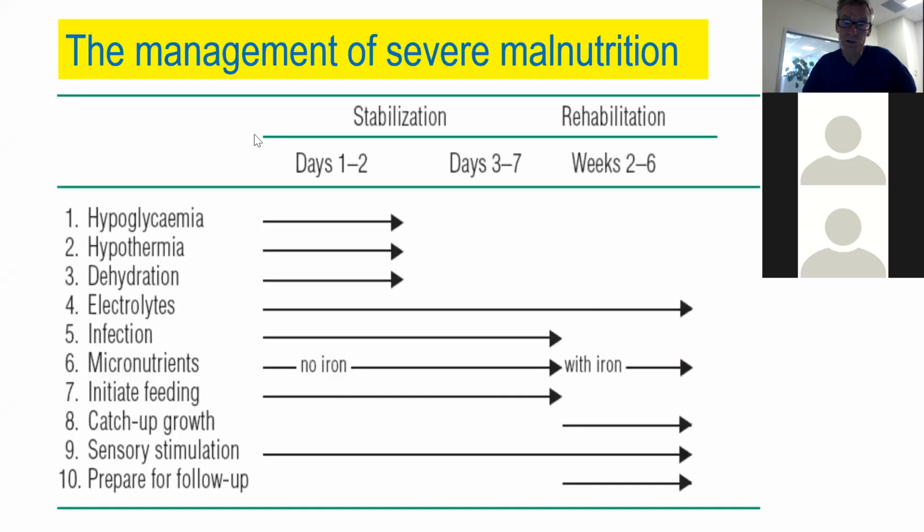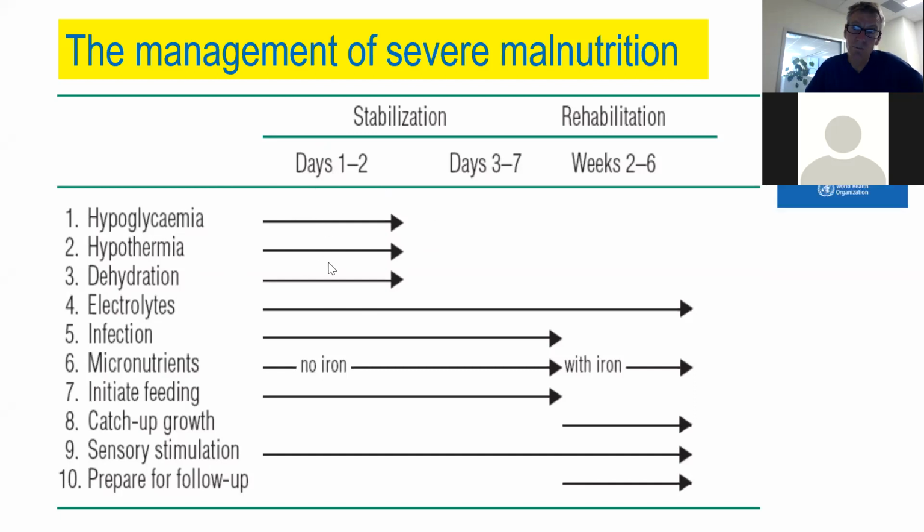But there are also specific ways in which we manage severe malnutrition, and this is contained also in the Hospital Care for Children book. There are many different phases of management of children with severe malnutrition. I won't go through all of these today, except to say that in the first couple of days of management, there are certain risks like hypoglycemia or hypothermia or dehydration, and you need to be really attuned to those risks. And then later on, thinking about electrolyte replacement and infection and the other stages.